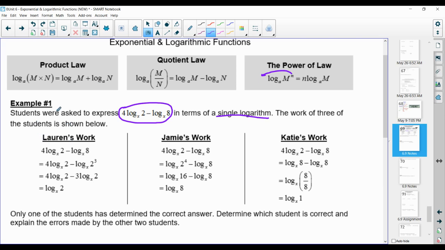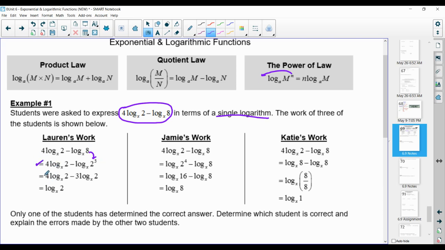All right, so taking a look at Lauren's work here, we have 4 log base x of 2 minus log base x of 8. And looking at her next step here, she's kept the 4 log base x of 2 the same, and she's changed the log base x of 8 by rewriting 8 as 2 cubed. Well, 2 cubed is 8, so this step is correct.